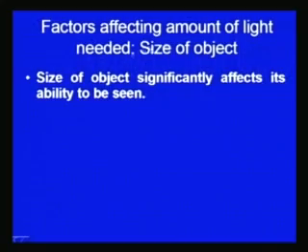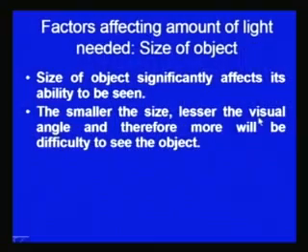Otherwise, if the amount of light is less, then it will take longer to detect the object and see it clearly. So, if you see one by one the different factors affecting the amount of light required for carrying out the job, the first one is the size of the object. The size of the object significantly affects its ability to be seen.